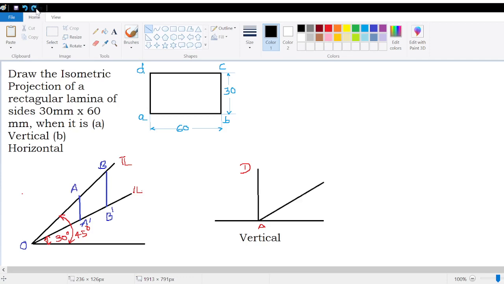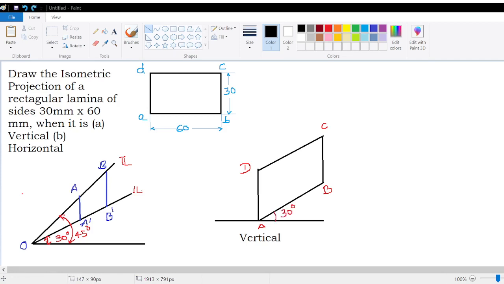Now draw the base edge AB at an angle of 30 degrees, and the length is the iso length corresponding to 60, and I'll mark the point B there. And from B, BC is vertical, so I have to draw the line BC vertically at a length of iso length of 30. Now for the closing end, you can directly close CD, or you can draw a line inclined at 30 degrees from the point D. So I'm just joining DC. So this will give you the isometric projection of this lamina when it is vertical. Okay, usually capital letters are used for labeling the isometric figures.